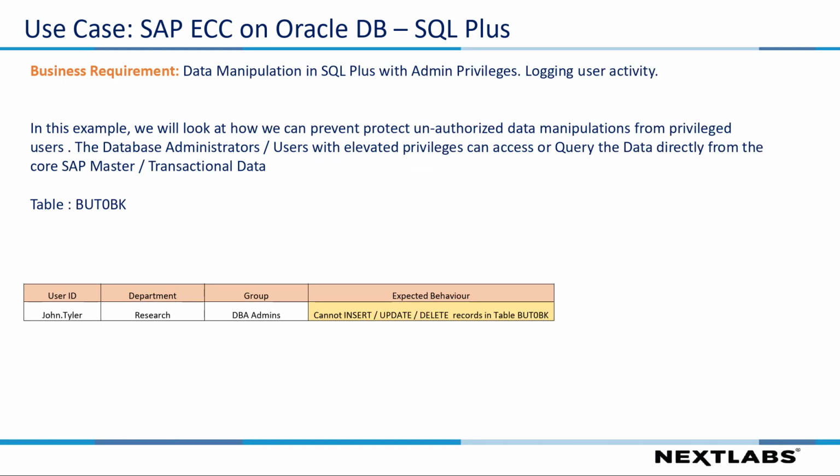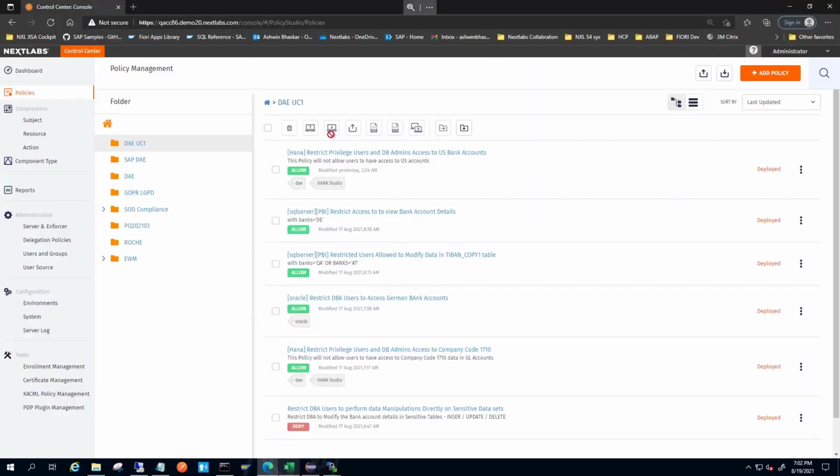In the meantime, I also have another scenario where I would like to prevent the database user from directly updating or manipulating the data in the table as well. So let me quickly jump into the system for the demo. The first step is to deploy a policy which does the data segregation and the masking, followed by the policy that will actually prevent the user from manipulating the data, right?